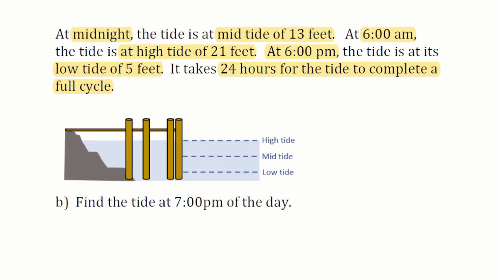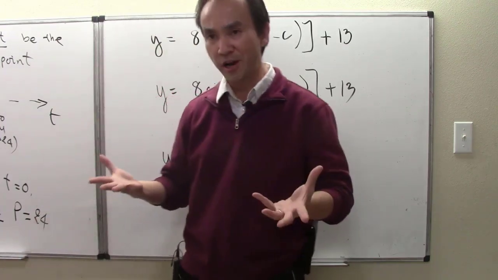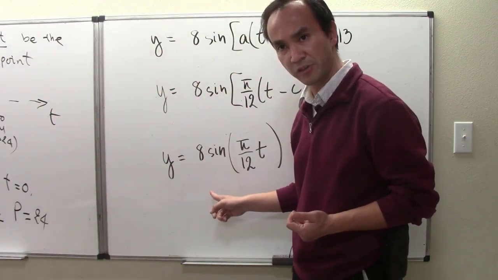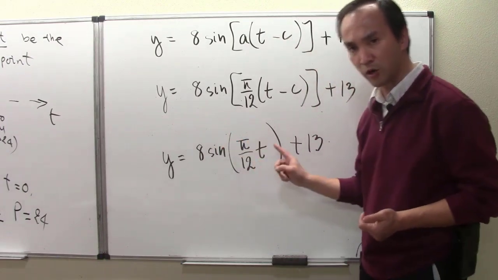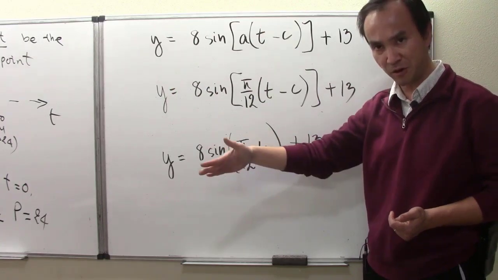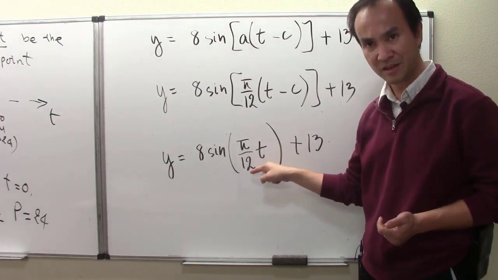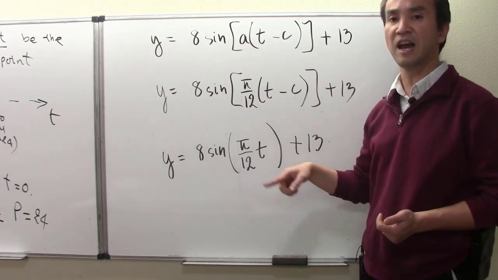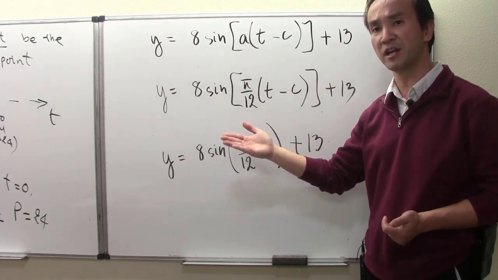All right, after we have done part A, where we have come up with the modeling function as a sinusoidal function for this data, the next task is to find the tide at 7 p.m. of the day. That is the whole point of being able to come up with a modeling function. Once we have come up with a modeling function, we can use that to predict the height of the tide at any various time point of the day.